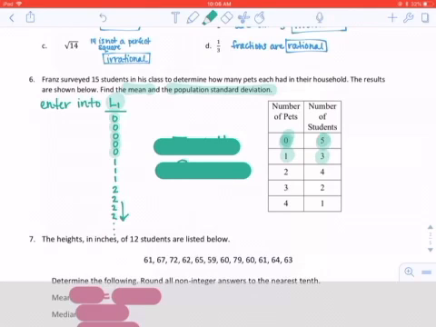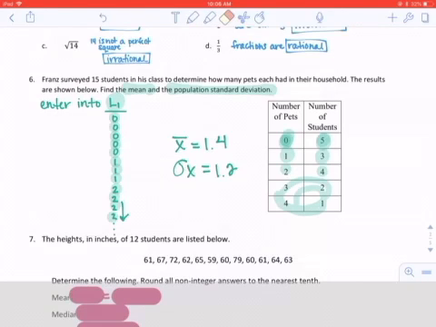3 students recorded having 1 pet. 1, 2, 3. 3 ones. 4 had 2. 1, 2, 3, 4 twos, and so on. Keep going. Don't forget about those guys. When you do that, you get a mean of 1.4 and a standard deviation of 1.2. What does that mean? It means the average number of pets was 1.4, and that each student's number of pets was on average 1.2 away from 1.4.